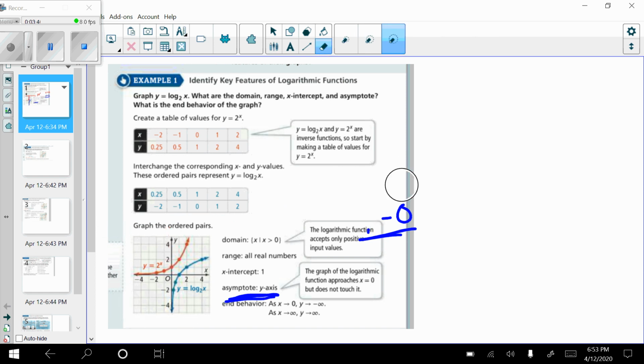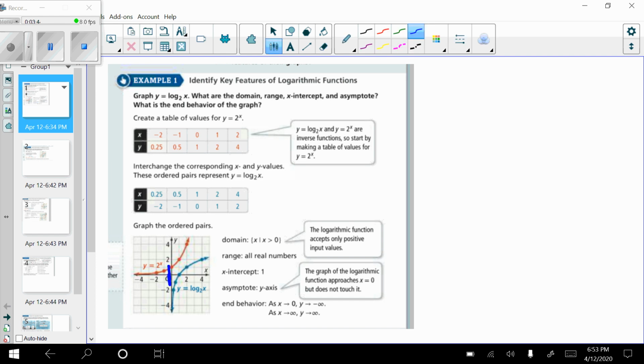The domain has to be bigger than 0 because, like we said, it stops right here. This graph never ever touches that, and it keeps on going forever that way. So that's why the domain is here. It never stops going down. It never stops going up. So it's all reals for its range.